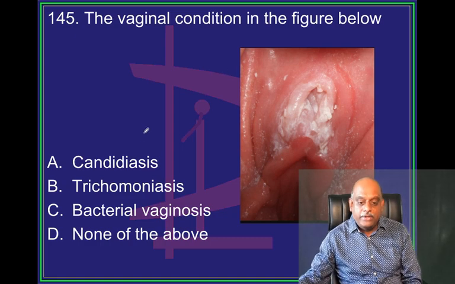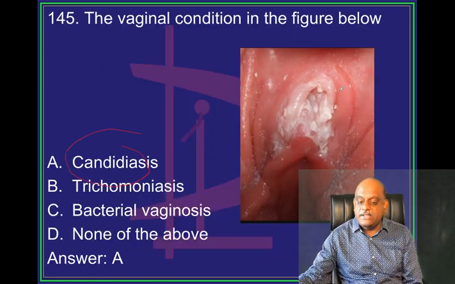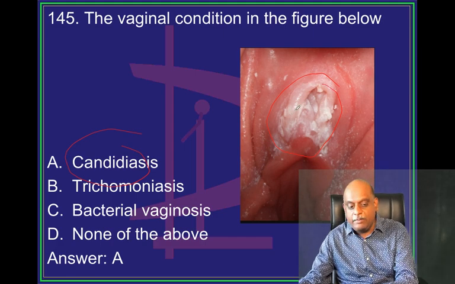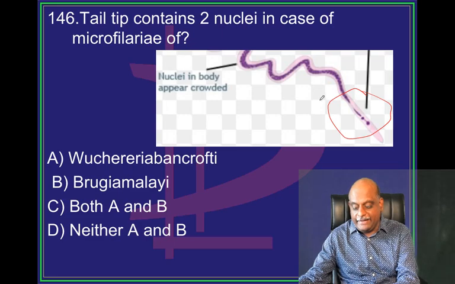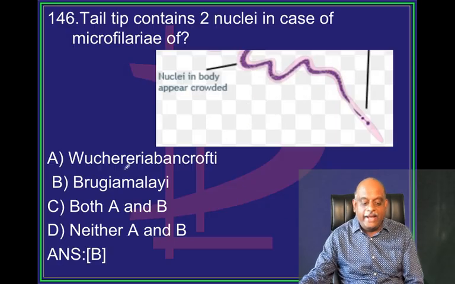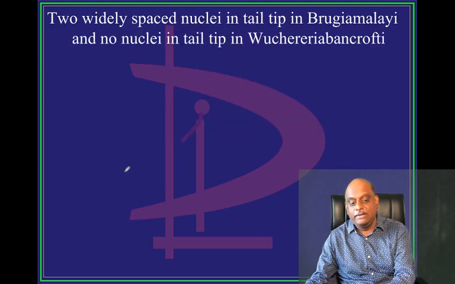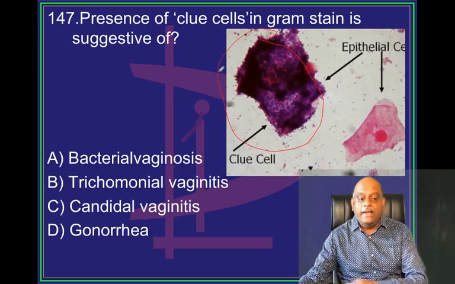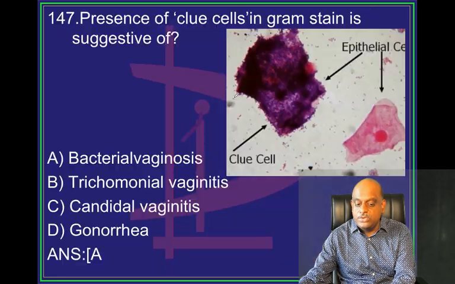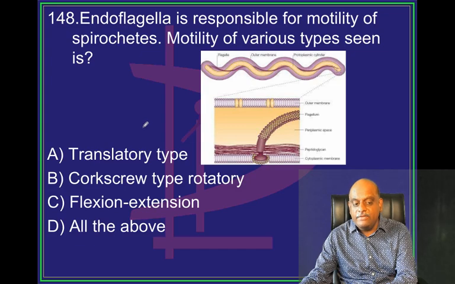Now, doctor, this is classically candidiasis, which is showing the white blocks. The tail tip containing two nuclei is typically the Brugia malayi. Now these clue cells in a gram stain, what are they suggestive of? They are suggestive of bacterial vaginosis.